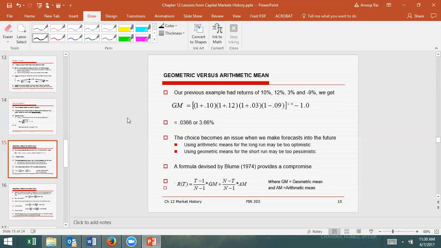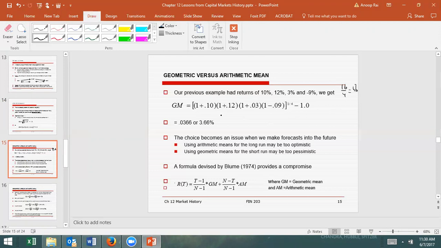In the earlier example, for arithmetic mean, what did we do? We added 10 plus 12 plus 3, minus 9. So 10 plus 12, 22 plus 3 is 25 minus 9, 16. So we said 16 divided by 4 is 4%. In geometric mean, you'll do 1 plus 0.10, 1 plus 0.12, 1 plus 0.03, 1 minus 0.09, multiply it, and then take the root of it.